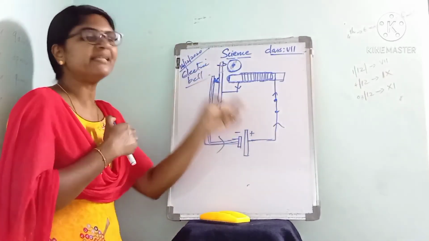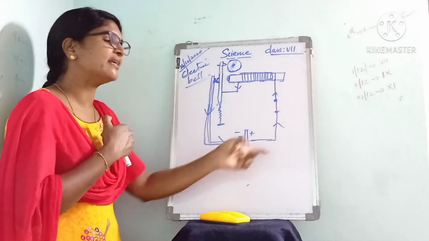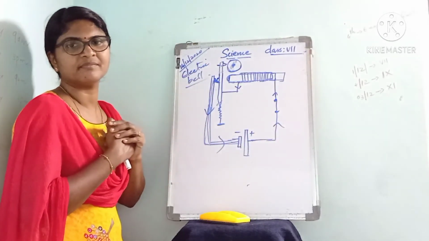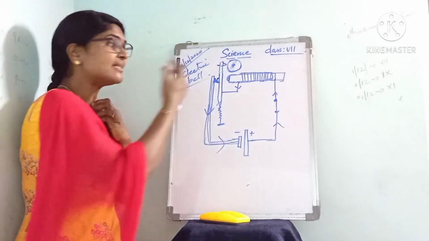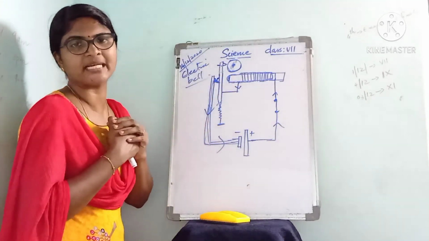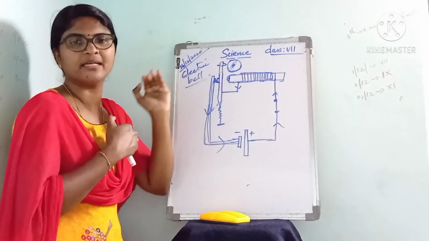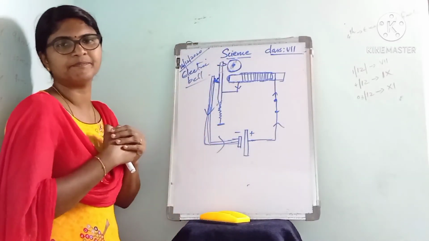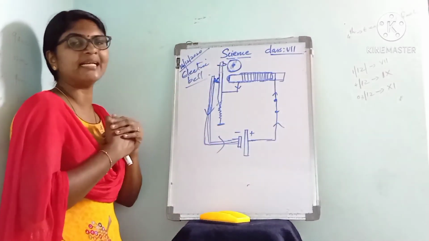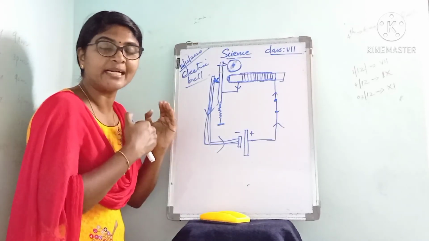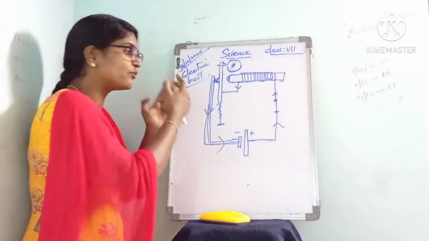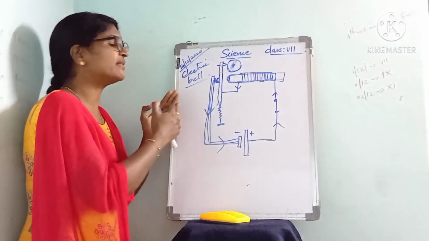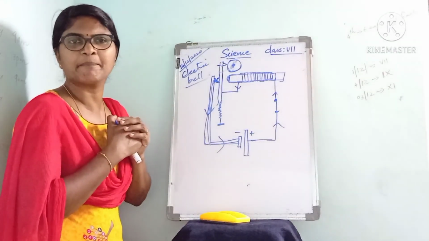Then the circuit is completed and electric current again flows through the coil. As the electricity flows through the circuit, the coil acquires magnetism, so the hammer strikes once again. This cycle repeats and the bell continues to ring as long as the switch is pressed. That is about the working of the electric bell.